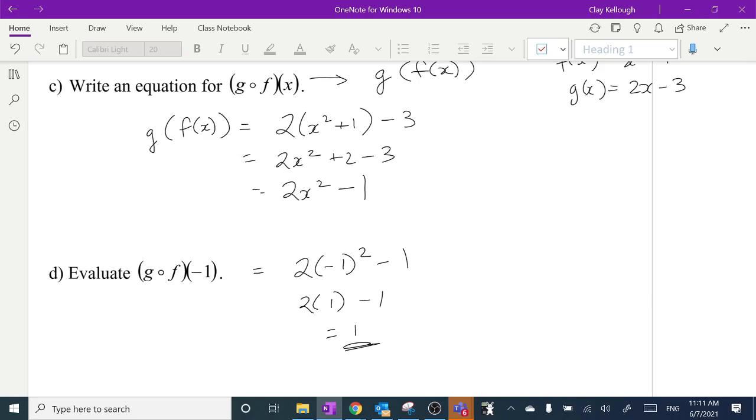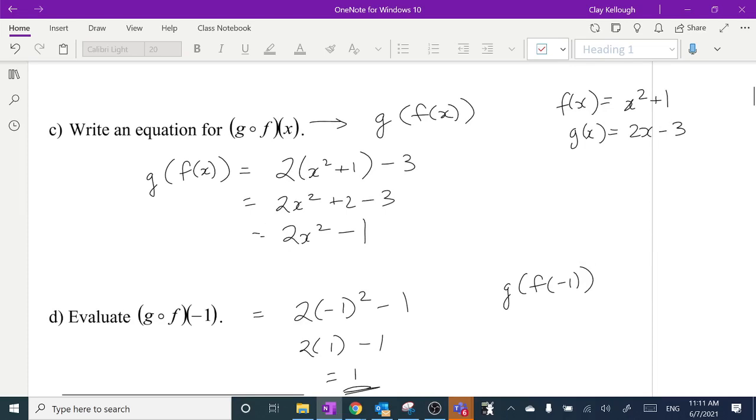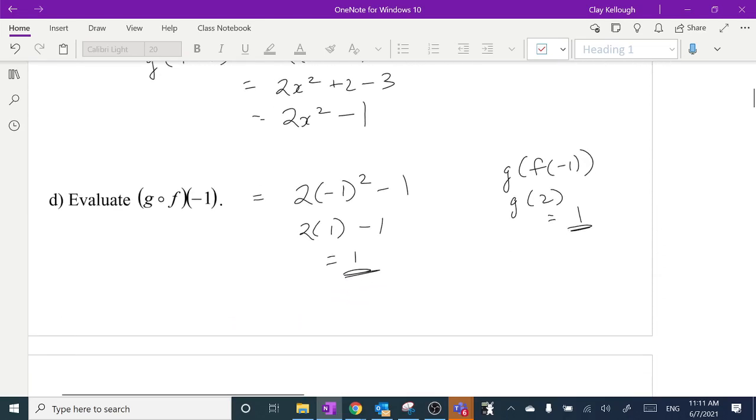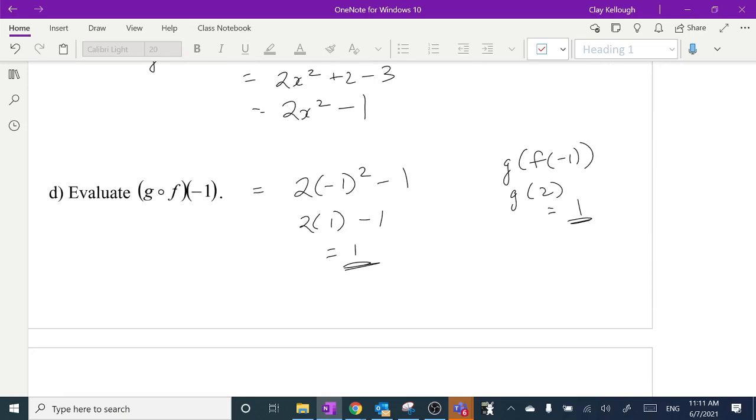Please notice if I'd have gone the long way, and I'd have said, what's g of f of negative 1? And I'd have said, okay, what's f of negative 1? That would be 2. So what's g of 2? That would be 4 minus 3. Notice I get the same answer doing it that way. But if I already have a formula for what the two functions are put together, that saves me a lot of time. This is a really important idea in calculus.